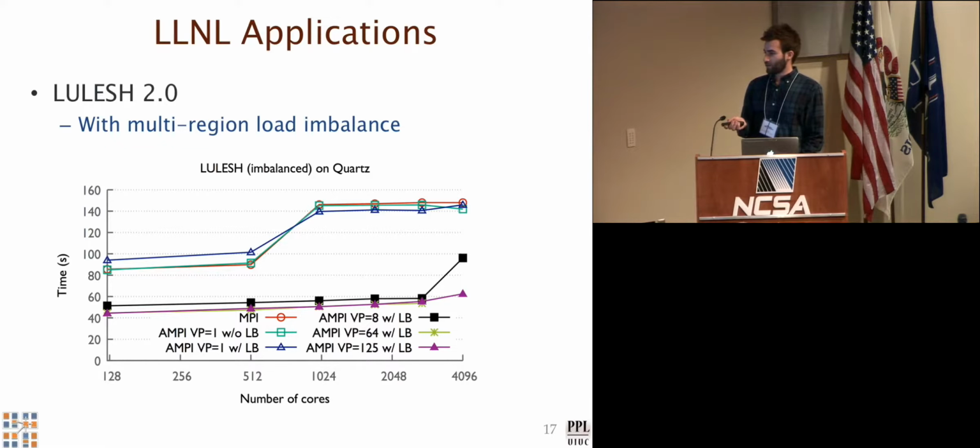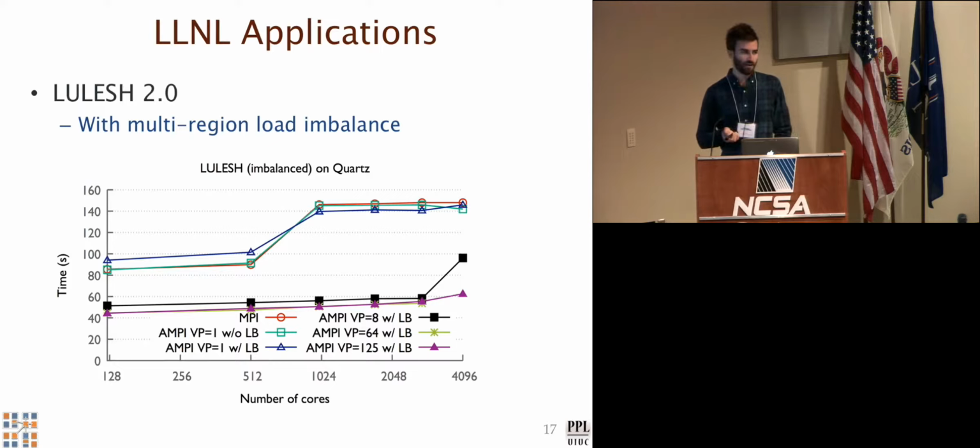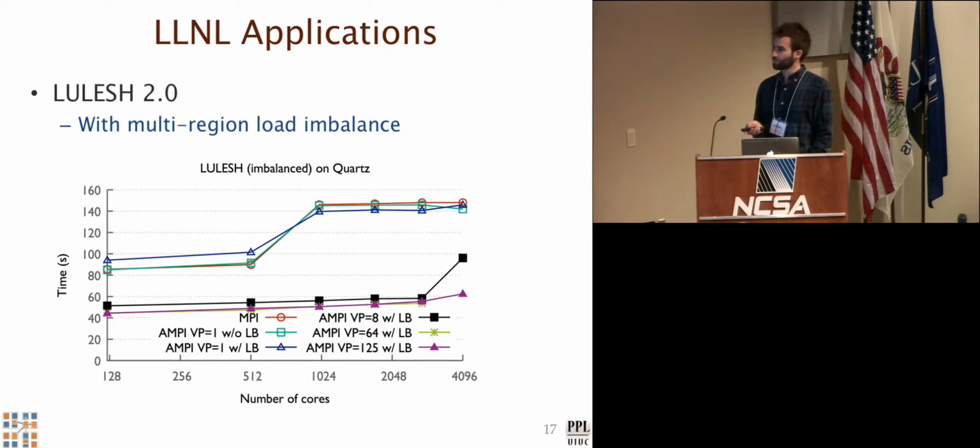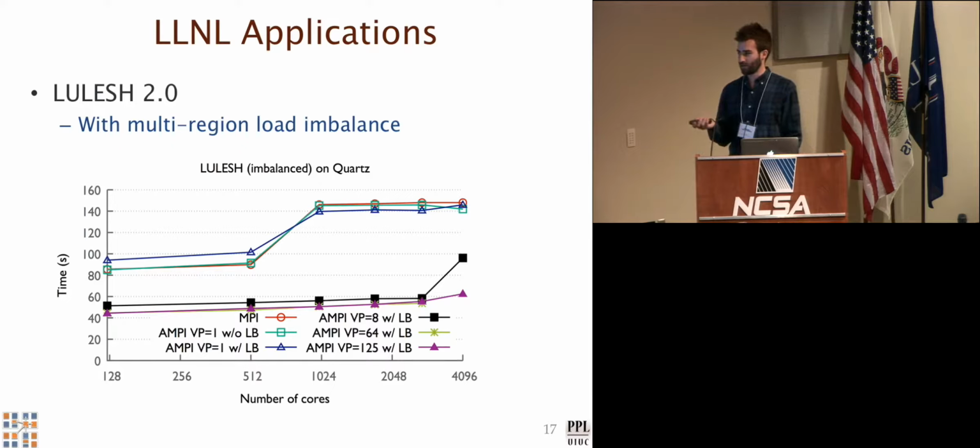And we saw that the best performance overall was attained with 125 ranks per core plus load balancing. And we actually get some pretty impressive speedups, almost 4 times better in the best case than the native MPI, which is not doing any load balancing.